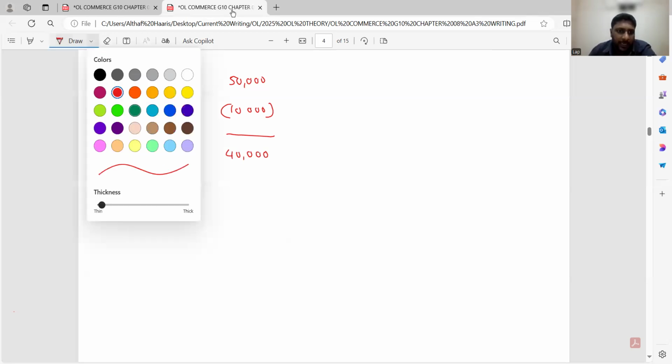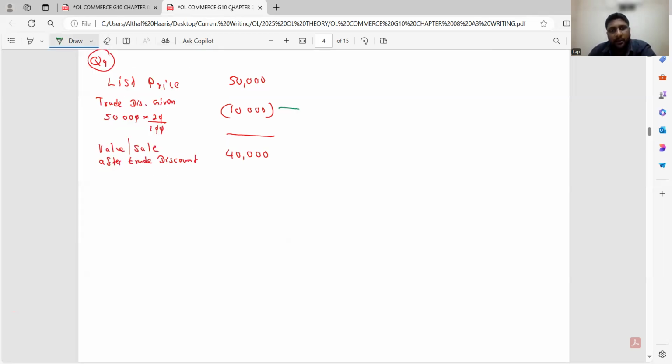So now let's write it, people. Trade discounts are not considered in the double entry system. We have to take the value after trade discount. So this is the value that we have to take.